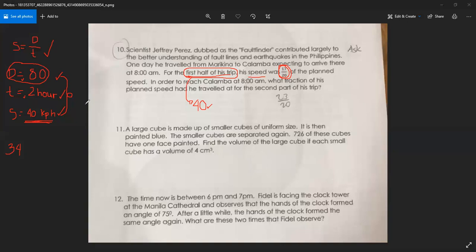The time he started traveling. Yeah, they don't have it based on this problem. 8 a.m. here is just a confuser. Actually, you can erase this one. So even though you don't put 8 a.m. here, you can still solve the problem. Okay? So this is just a confuser.